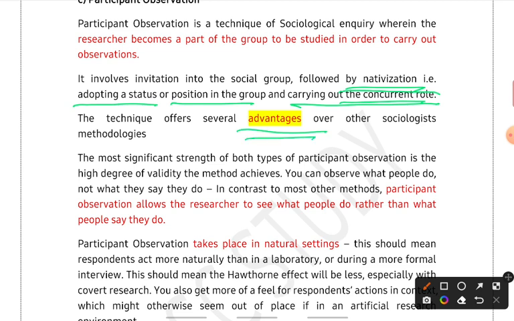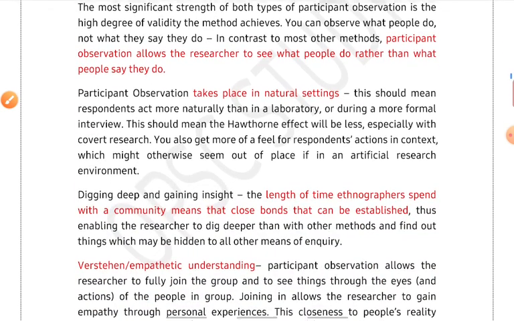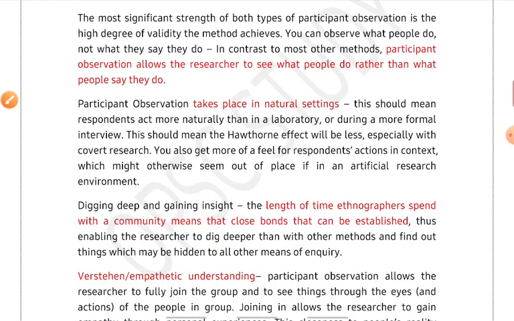This technique offers several advantages over other sociological methods. Participant observation allows the researchers to see what people do rather than what they say they do. When you get involved in that particular institution, you get to know what is happening. So you are the first, collecting the primary data of that particular institution, right?